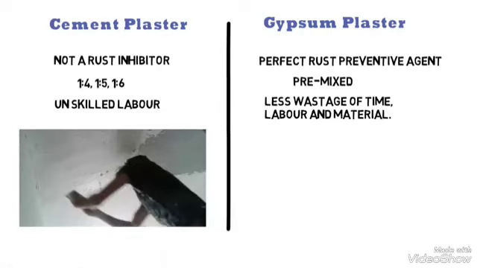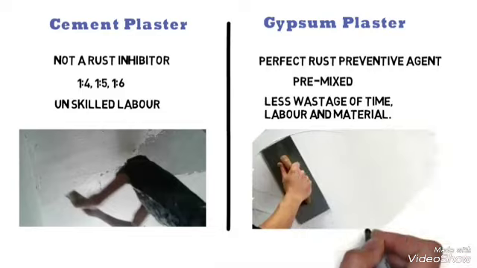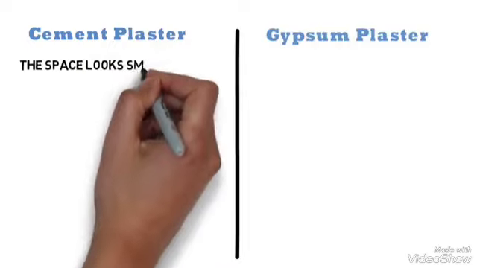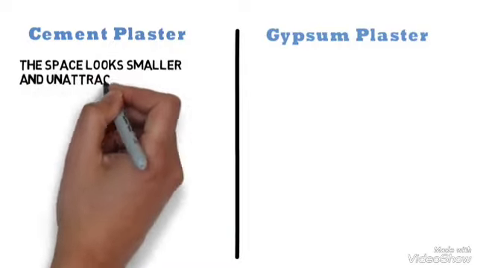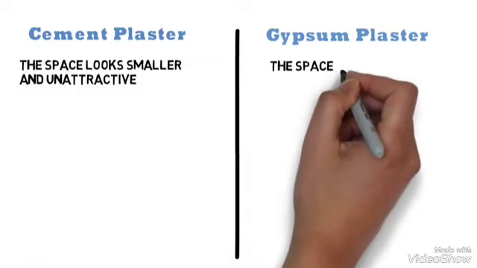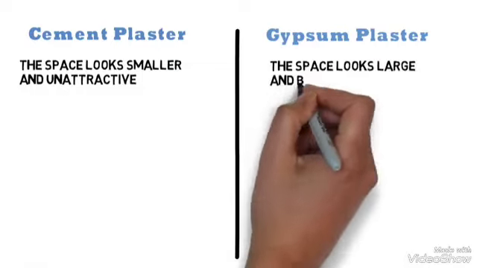Gypsum plaster provides a smooth interior finish for ceiling, walls and it is ideal background for good quality paints and wallpaper finishes. In case of cement plastered room, the space looks smaller and unattractive as it is dark grey in color. In case of gypsum plastered room, the space looks large and beautiful as gypsum plaster is pure white in color.